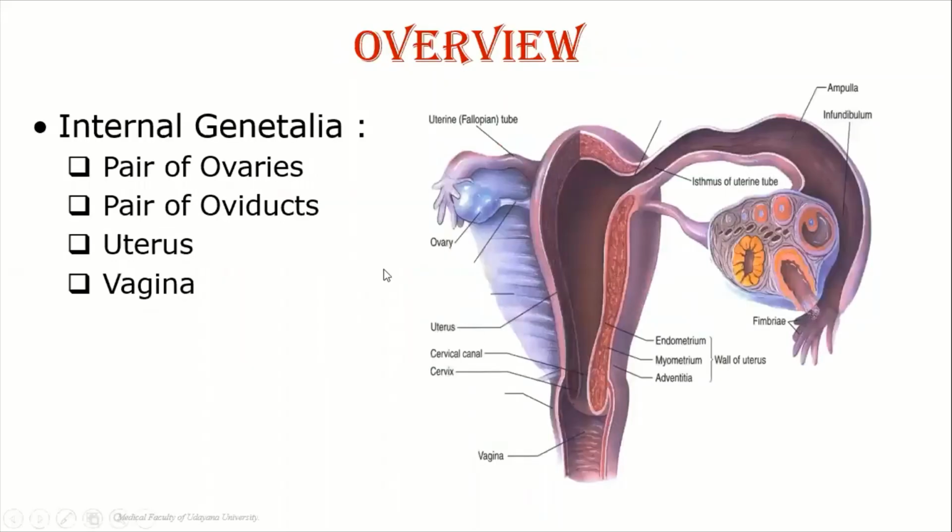Okay, so the internal genitalia in females consist of the pair of ovaries. These are the pair of ovaries. Here we have a pair of fallopian tubes. This is called the uterus, and part of the uterus is here. This is called the cervix. This is the vagina. So here we are going to discuss the ovaries.